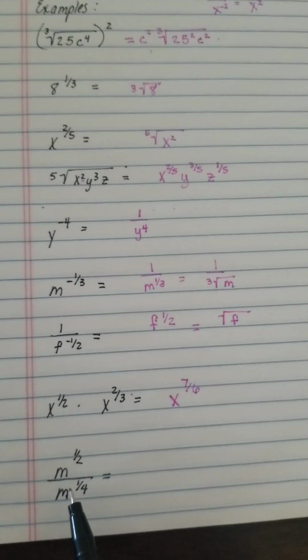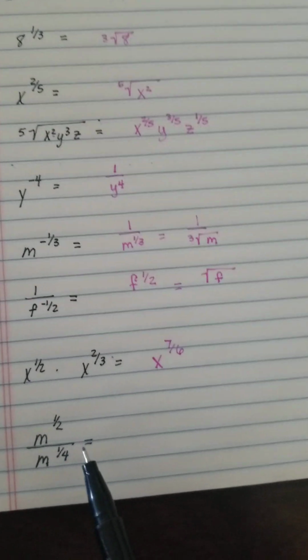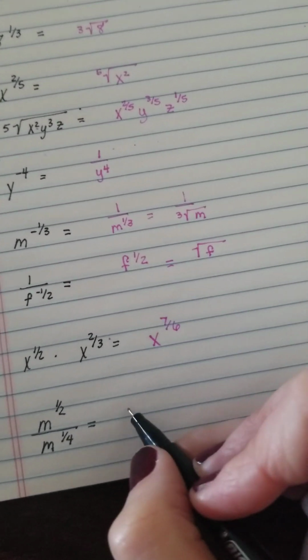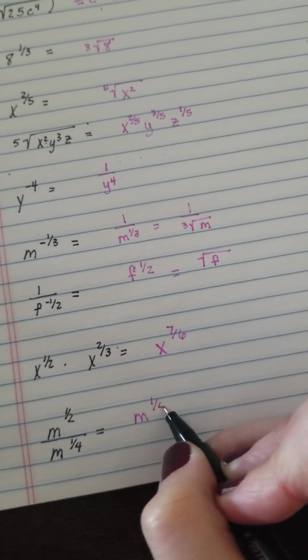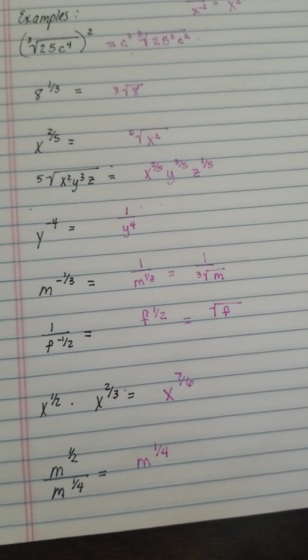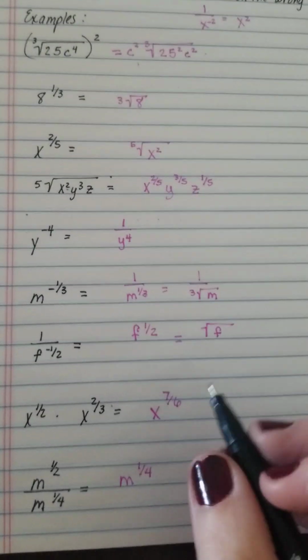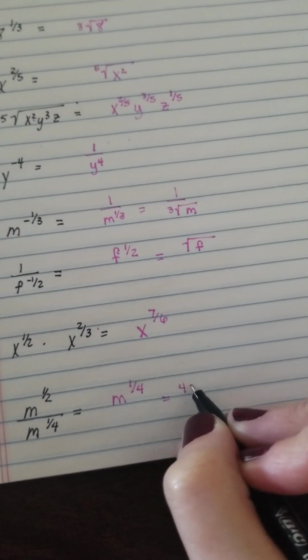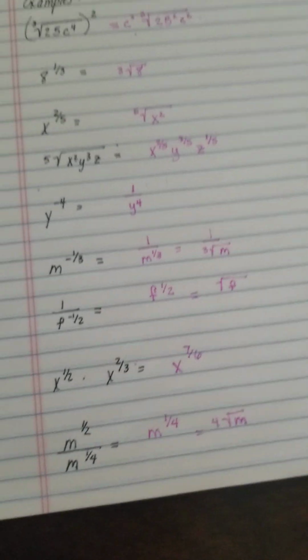Same here, when they're divided, I can subtract those. So 1/2 minus 1/4 just leaves me m to the 1/4, because 1/2 minus 1/4 is 1/4. And I can leave it like that, or if I'm in the mood, I can rewrite it as a 4th root.